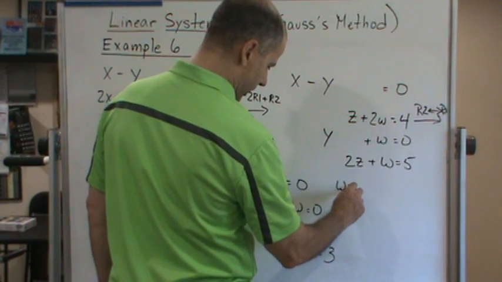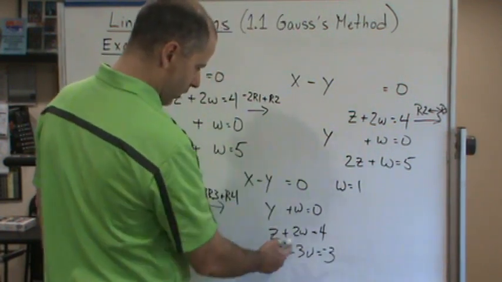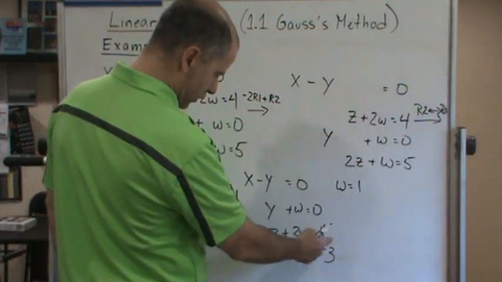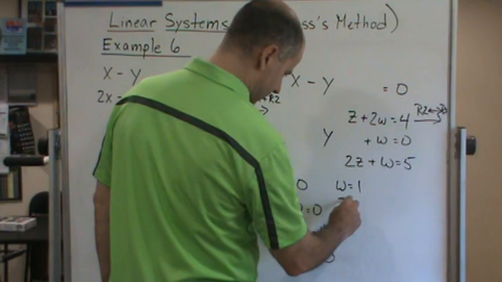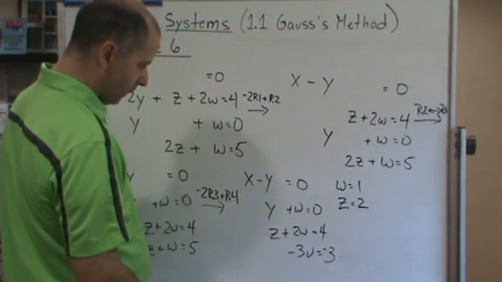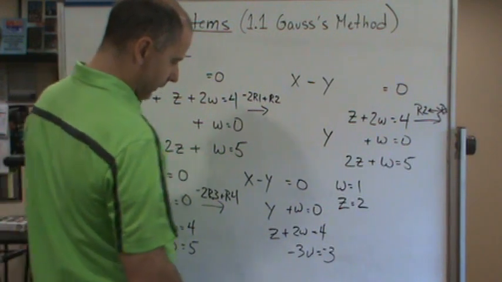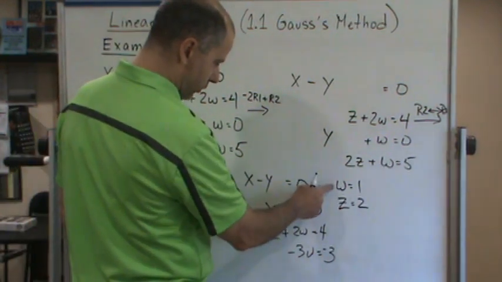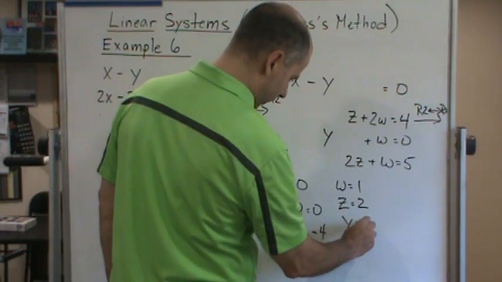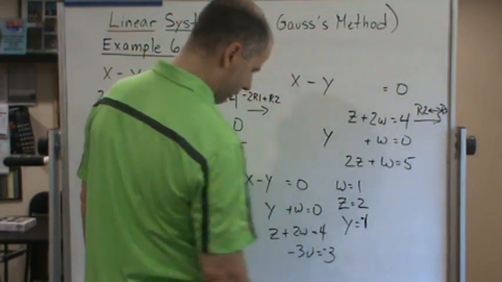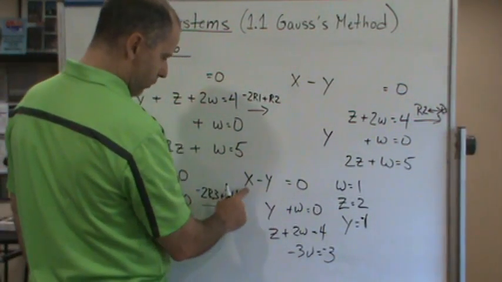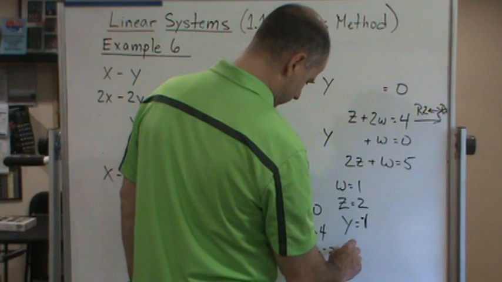So w is going to be 1. If I plug in 1 here, 2 times 1 is 2, so if I subtract 2 from both sides, I get 2. So z is going to be 2. And now here I've got w, but I already know w is 1. So if I do 1 here, y is going to end up being negative 1. And now if I plug in negative 1 here, that gives me positive 1, which means x is going to be negative 1.